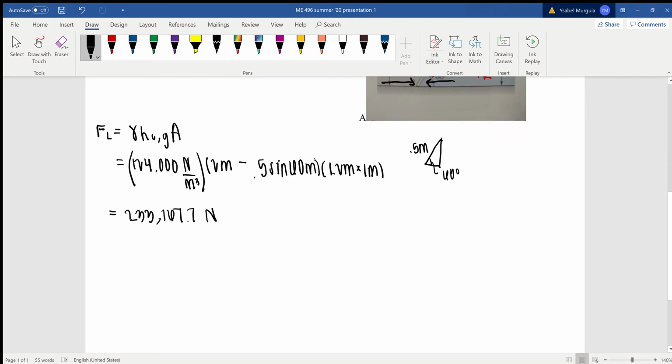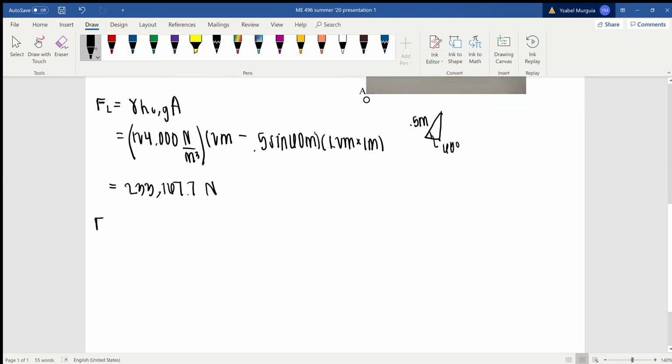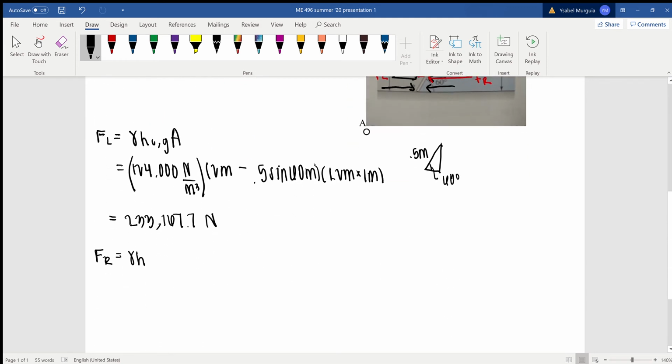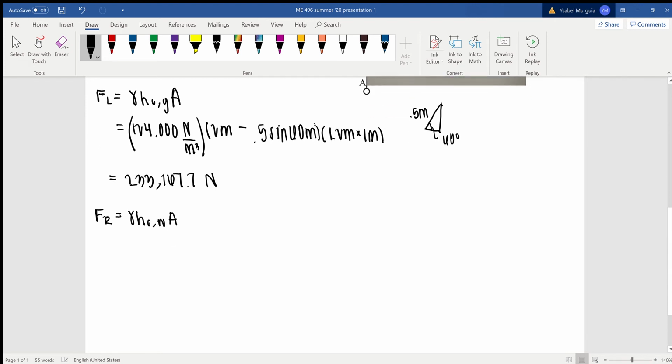And I'm going to go ahead and do the same for the right. So the force on the right is going to be equal to the specific weight times the depth below the surface to the centroid, times the area. And this is for water. So the specific weight of water, again, is 9.8 kilonewtons per meter cubed. I converted it to newtons per meter cubed.